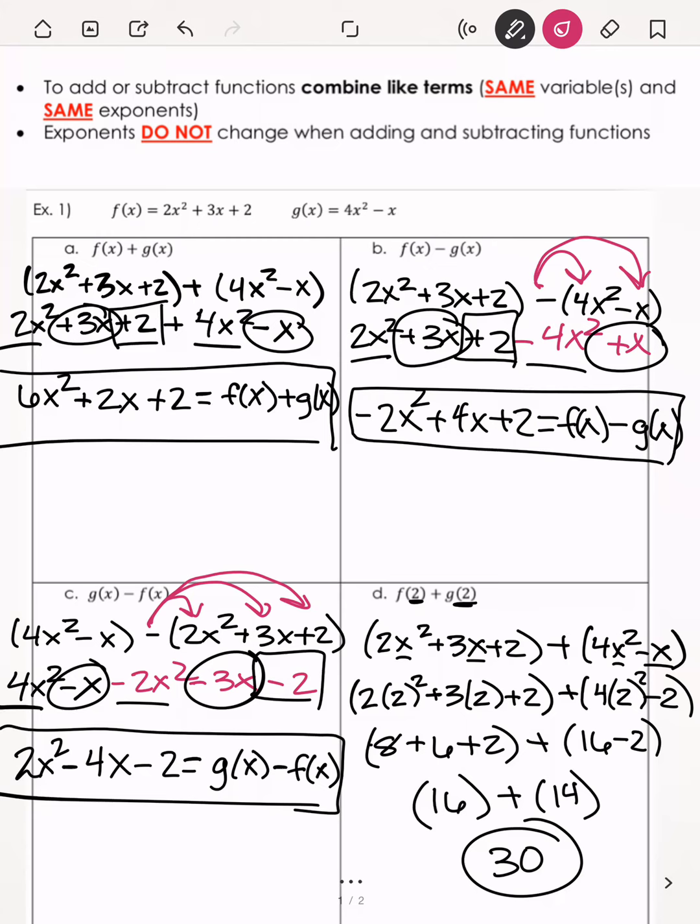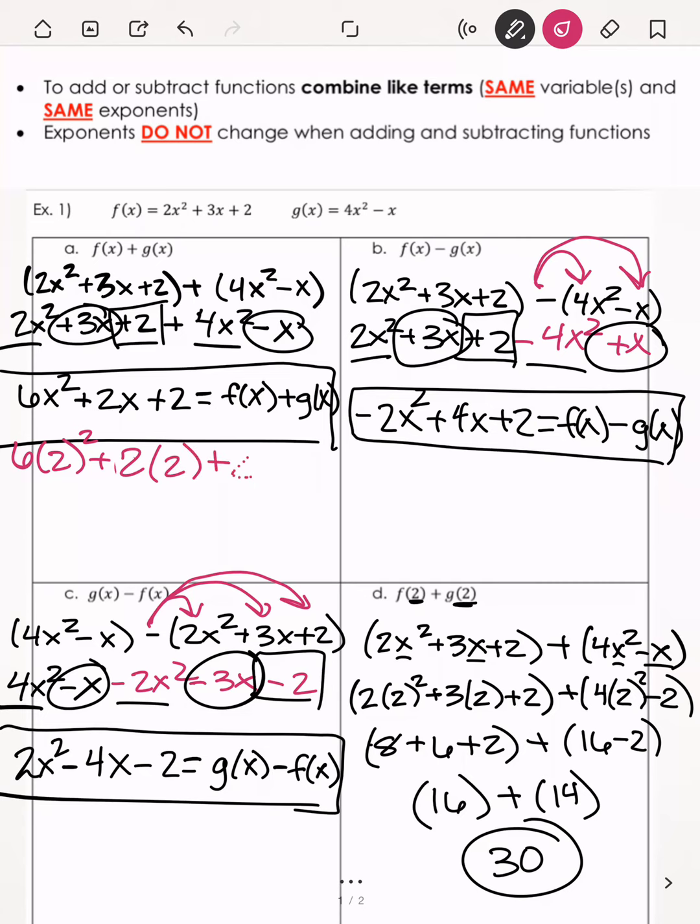If I were to do that first and then substitute the 2, I would get the same answer. So just to show you what that looks like, if I did 6 and I plugged in 2 for all of my x's, okay, so 2 times 2 plus 2.